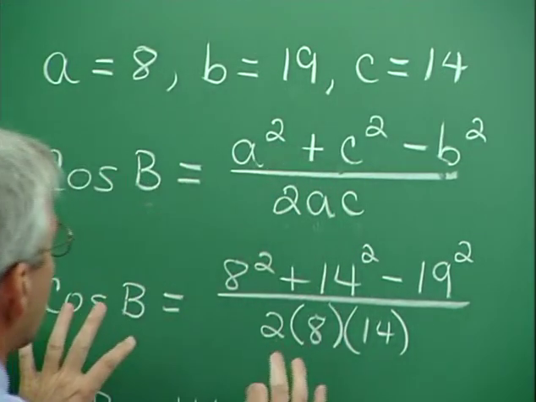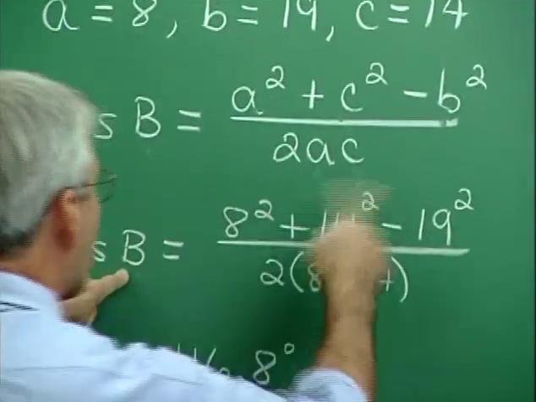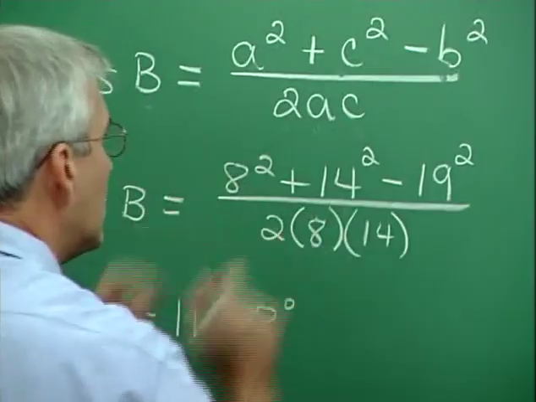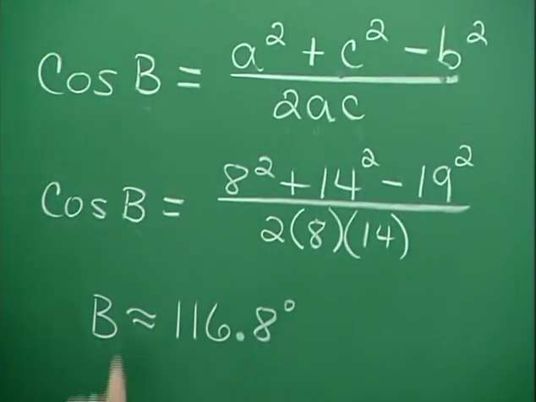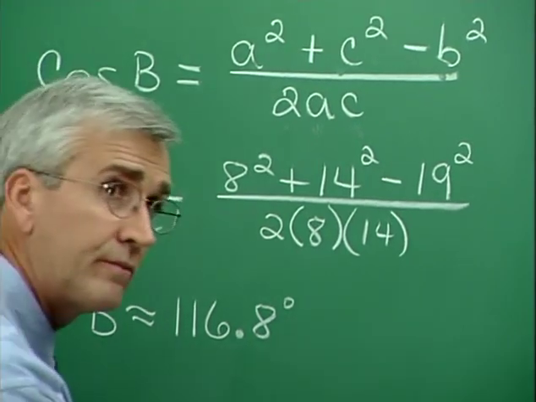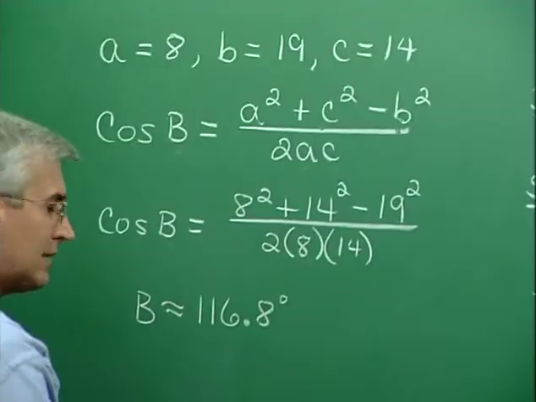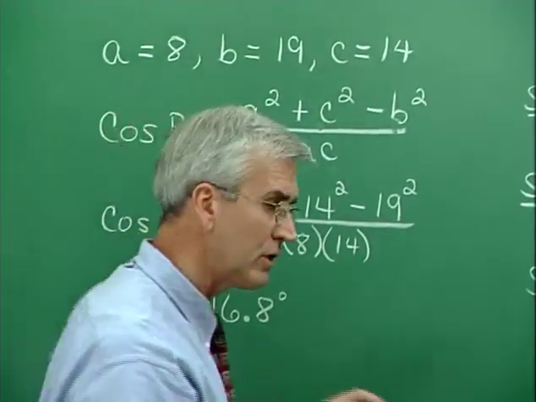Anyway, just plugging in the information, we find cosine B to be this fraction, and now we want the angle whose cosine is that, so we want inverse cosine of that fraction, and we find it to be approximately 116.8 degrees. So it's obtuse.